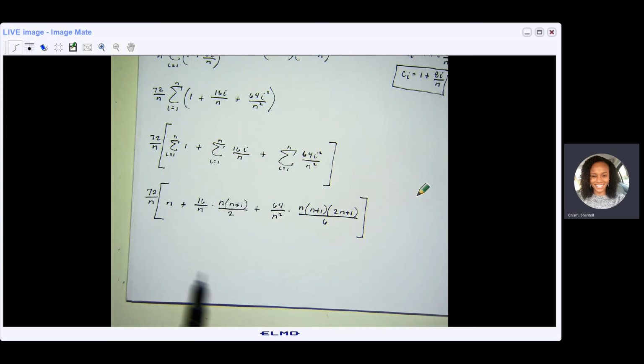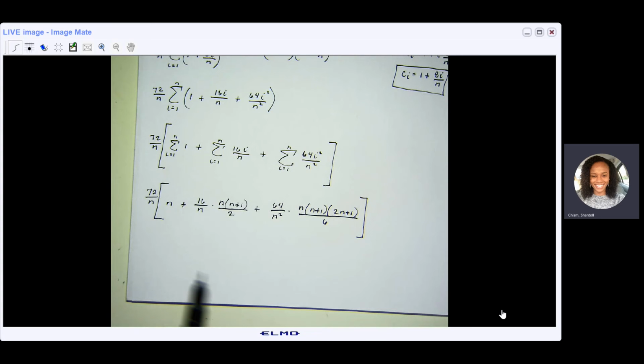All right, so we've got the 72 over n times that n. That's going to wipe that out. Before I do that, though, let me clean up what's inside here, because the n here and here on the top and bottom should cancel, and then here the 16 over 2, that's going to just be 8 there.